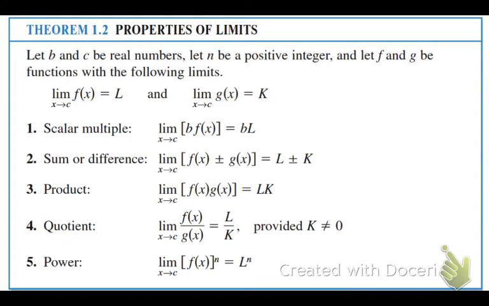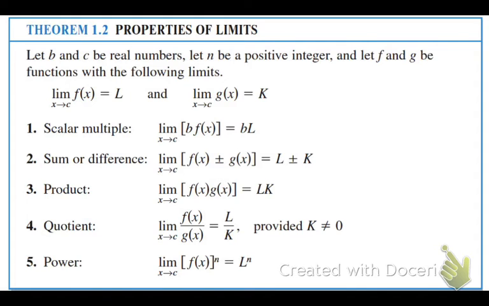It says the properties of limits. These are properties. These aren't rules, are they? And it says let this be this and this be this and this be this. Now, it gives me f of x, the limit is L. And g of x, the limit is K.